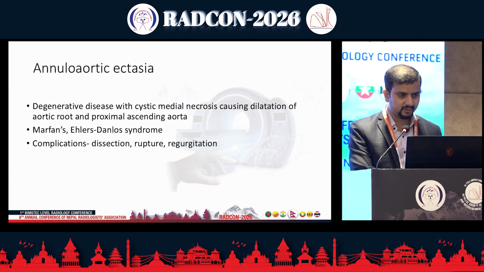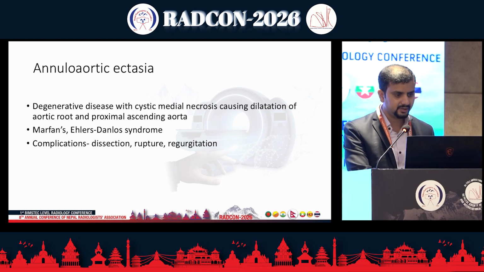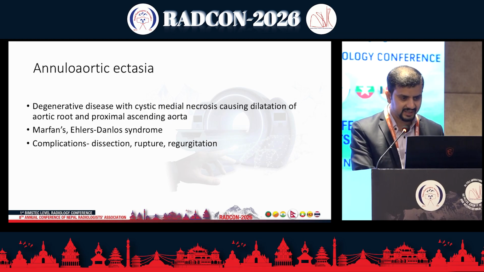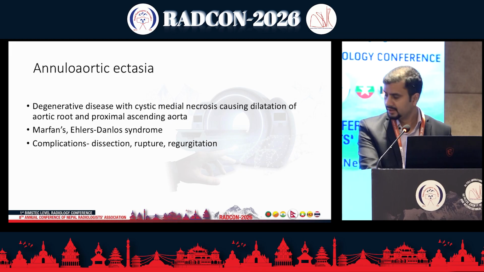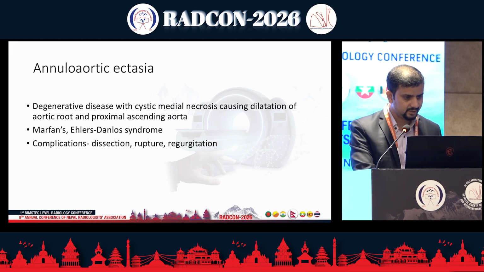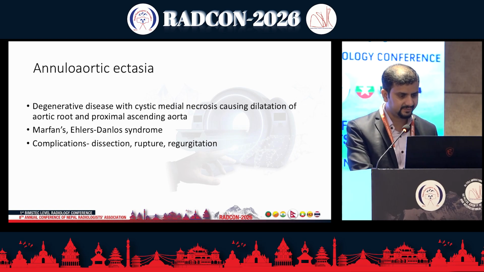So one term we should be aware of is annuloaortic ectasia. It is a degenerative disease with cystic medial necrosis causing the dilatation of the aortic root and proximal aorta. It is usually seen in congenital conditions like Marfan's and Ehlers-Danlos, and it is a predisposing factor for dissection, rupture, and regurgitation.